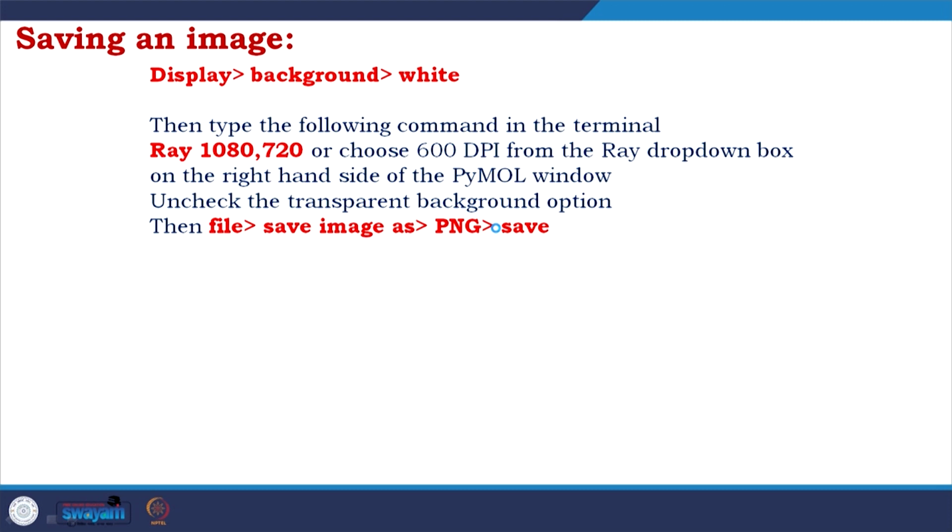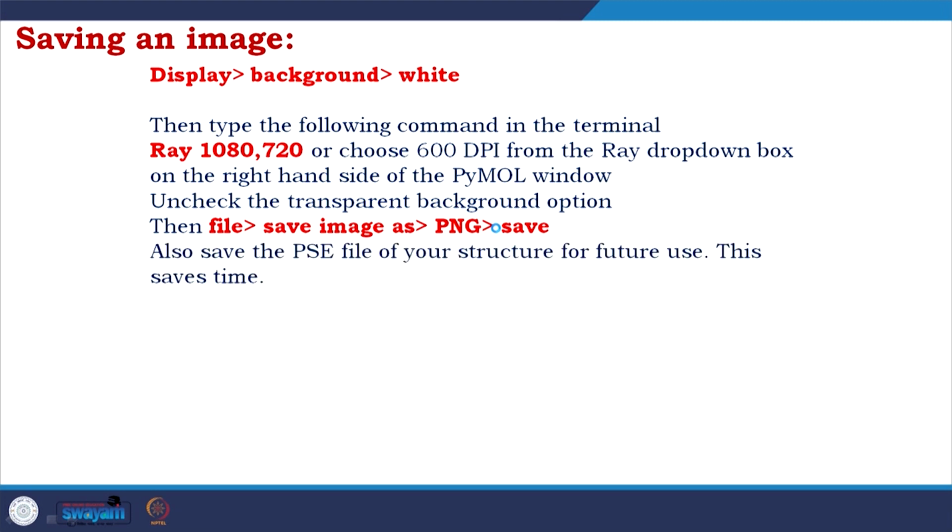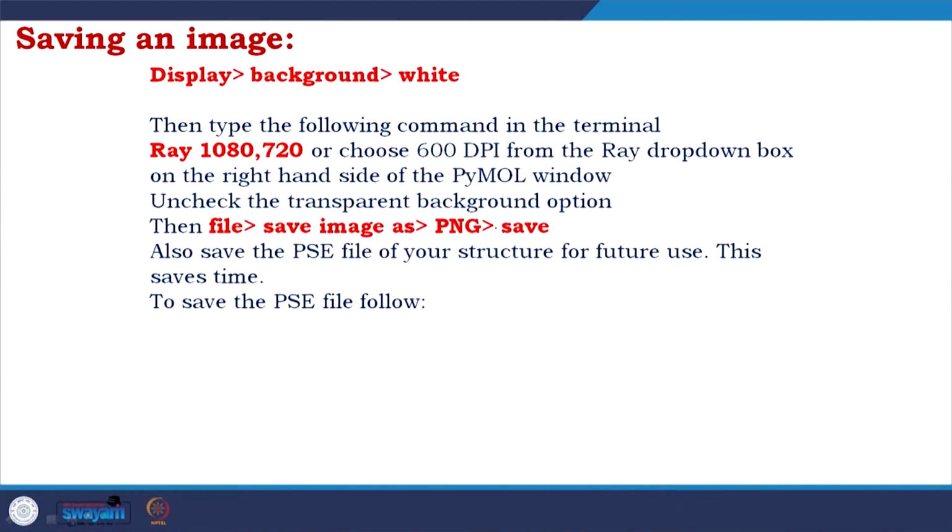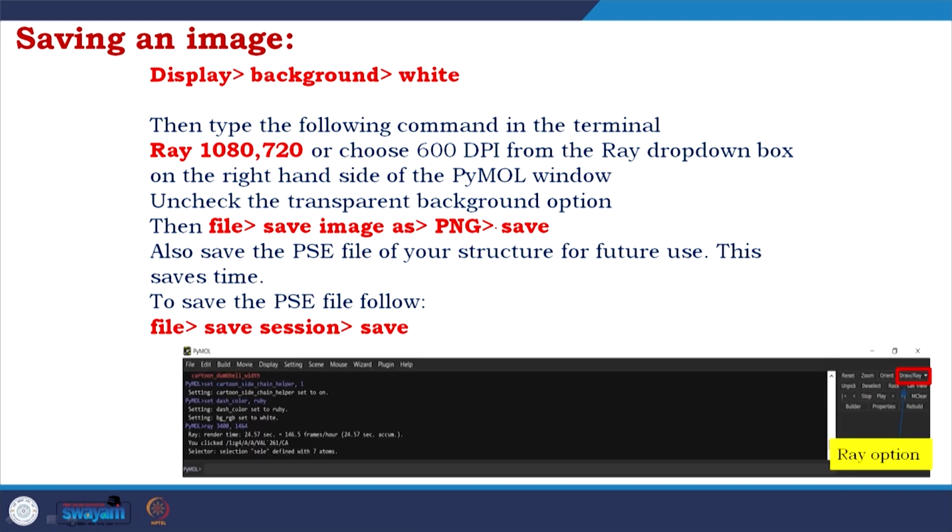If you want to save it in PNG, there are other options, and then save. Also, if you are careful, you would like to save the .pse file of your structure, because if you do that, for any future reference regarding the interaction you want to make an image, you could change it. So, that is always clever. To save the .pse file: file, save session, save. If you remember, I have shown you that option, and this is the ray option.